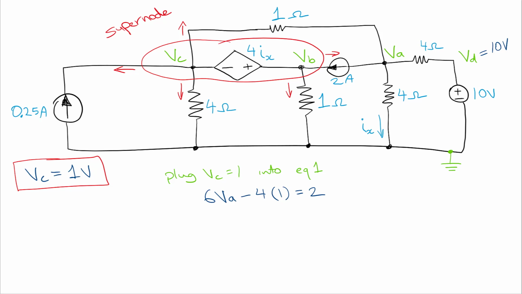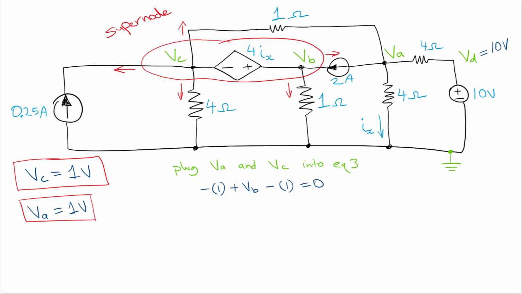Now if we plug VC is equal to 1 into equation 1, which we determined before, then we get 6VA minus 4 times 1, which is VC, and that's equal to 2. And we can solve for that to get VA is equal to 1. So now we have two results.